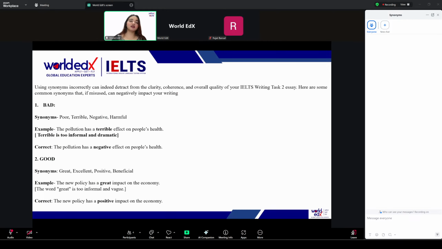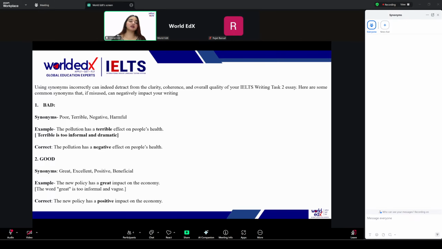Some synonyms that we use, for example, if we say the pollution has a terrible effect on people's health. Now, terrible is something we use in an informal way. Let's say when you're talking to your friend and you say the weather is really terrible today, it's completely fine. But when you're writing an essay, you have to use words that are formal. For example, negative, for example, harmful. These are formal vocabularies. And when you write the essay, it is clearly mentioned that you cannot use vocabulary which is informal. And so is the case with informal synonyms, because again, it is an informal way of expressing yourself.